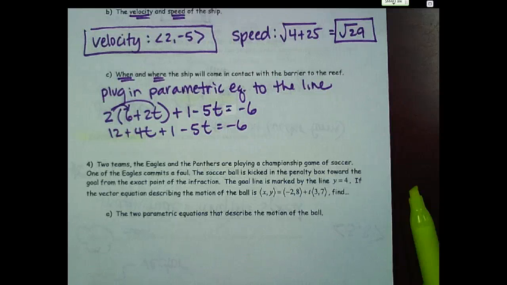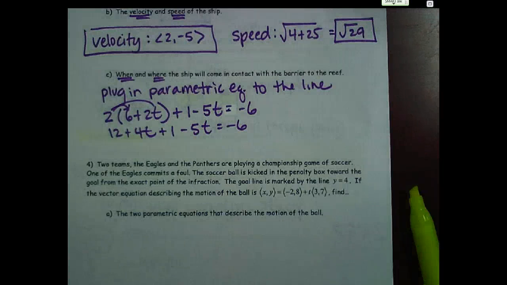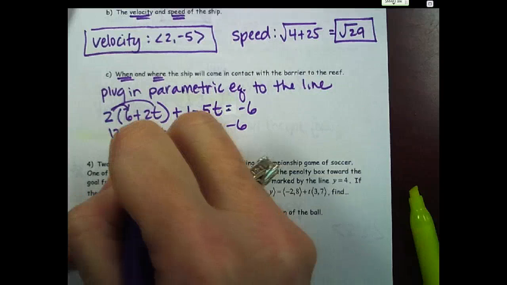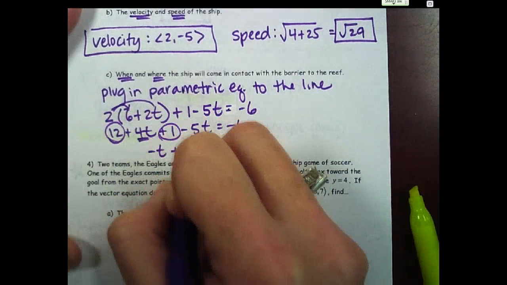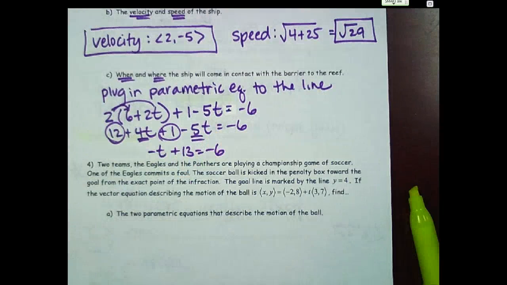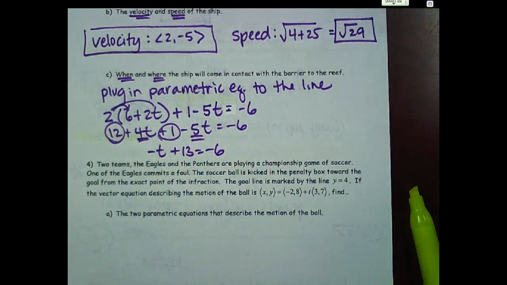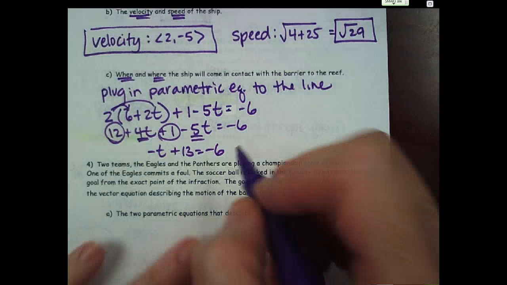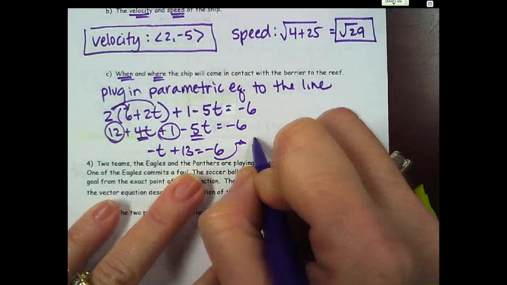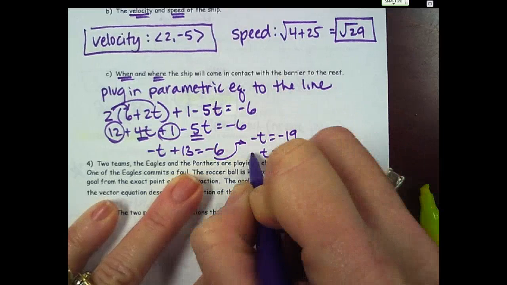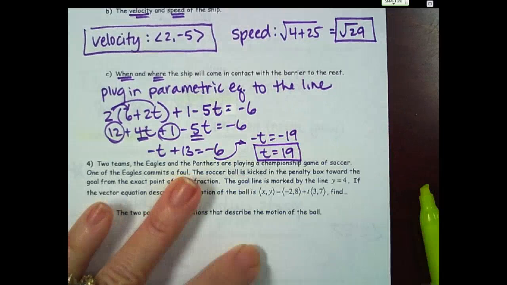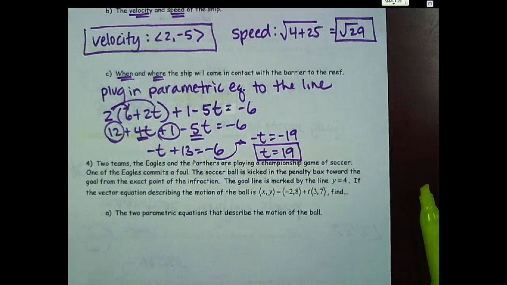Find t. Okay, 4t and -5t make -t again. 12 and 1 make 13, equals -6. If I move my 13 over, you get -t equals -19. So what's t equal, guys? 19. So your time is 19. So there's my when. How do you find where?